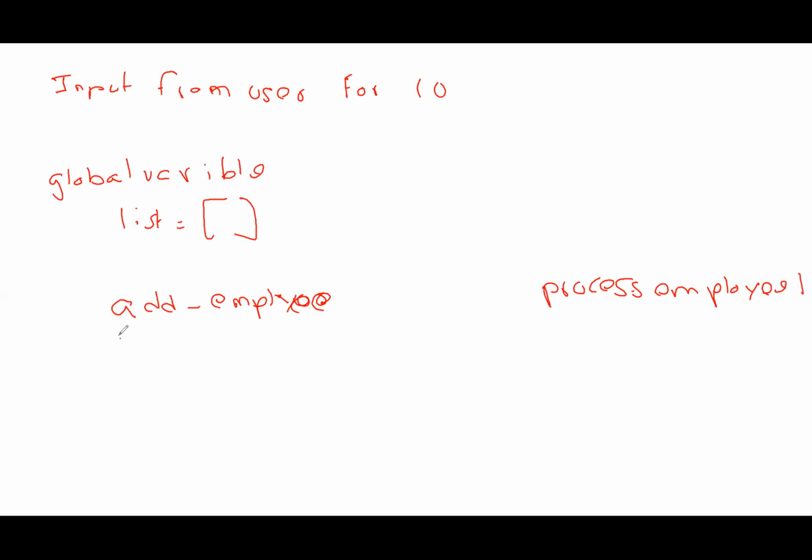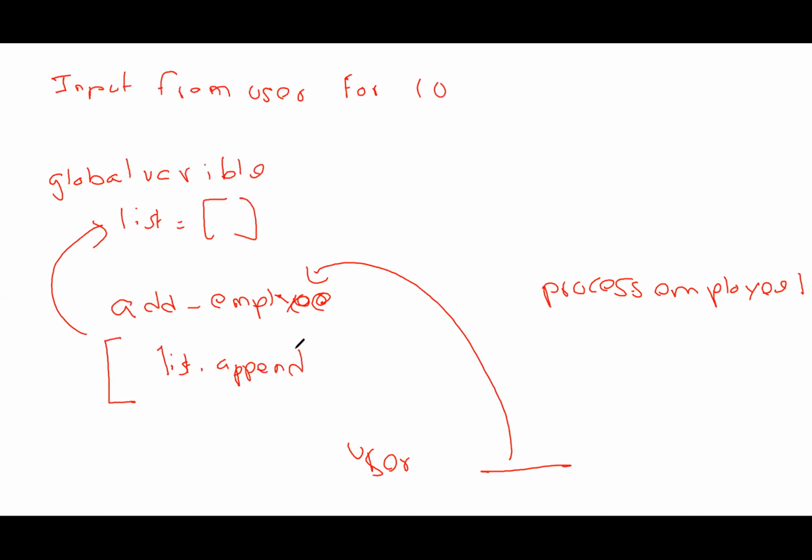What add employee does is, this is your user input, right? As soon as the user sends in new data, you'll call add employee. Add employee will refer to this particular list and say list dot append whatever user input has been there. Once the user finishes 10 entries, you will write all those 10 entries to the file. So this is part 1.